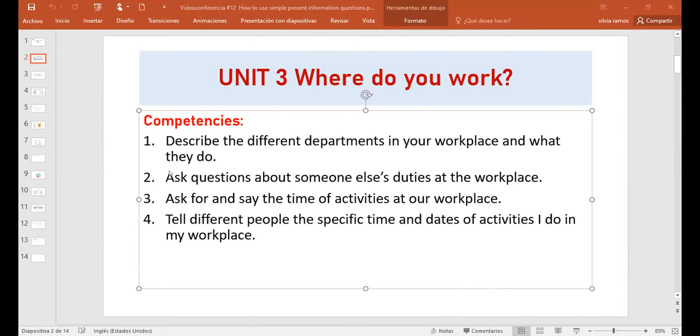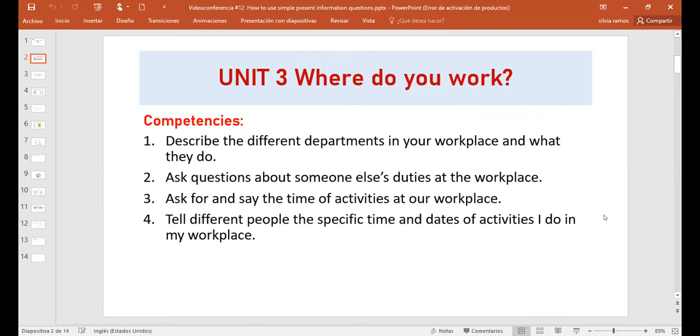Let's see, Walter, go with number three. Page four, and say the type of activities and workplace. Very good. So we're going to ask for and say the time. Not today, this week, esta semana, we're going to learn how to say the time, right? So we can say, at 3:30 p.m. I print documents and so on, right?